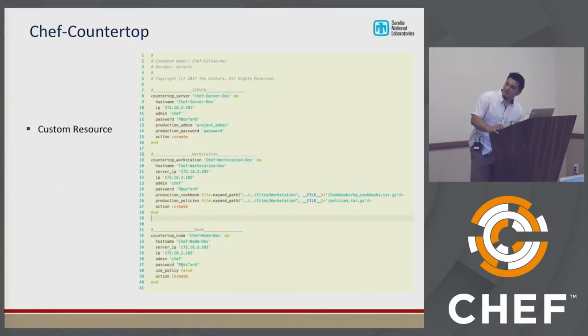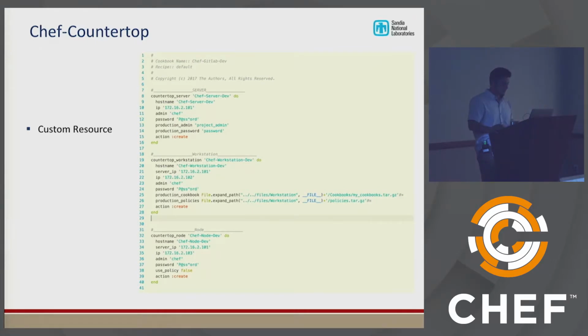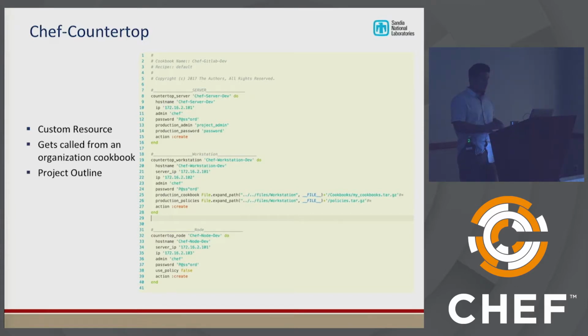So this may be a little hard to see, but this is a photo of Chef Countertop being used. Chef Countertop is actually a lightweight resource provider. So you use it per project. If you have project A, project B, project C, you define it in your default recipe for that project and you use it as a resource.